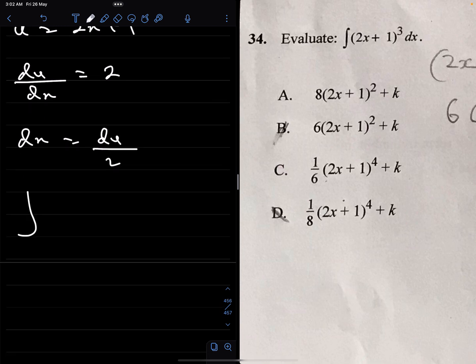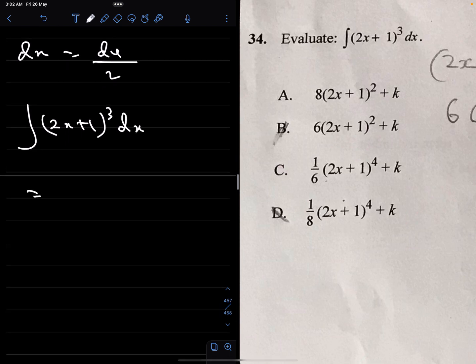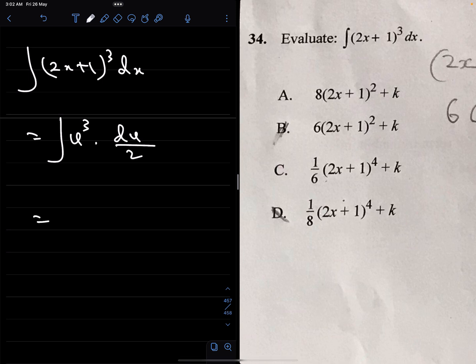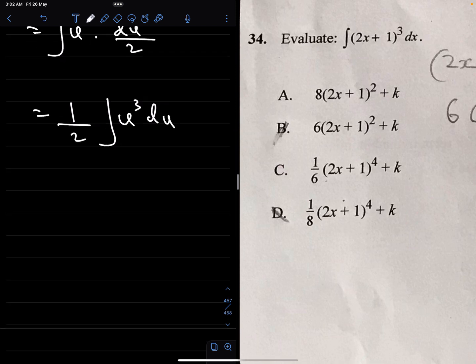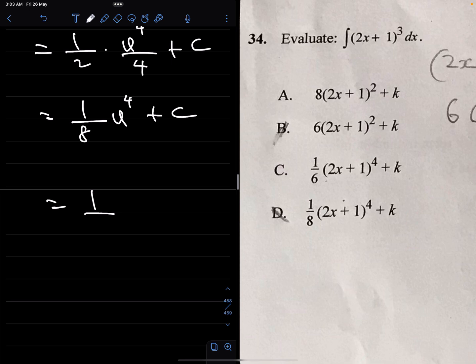Now I can write the integral of the cube of 2x plus 1 with respect to x in this form now, the integral of u raised to power 3 dot, I know that dx is du over 2. This is the same as saying 1 over 2 multiplied by the integral of u raised to power 3 with respect to u, which simply means 1 over 2 times u raised to power 4 over 4 plus c, which simply means 1 over 8 u raised to power 4 plus c.